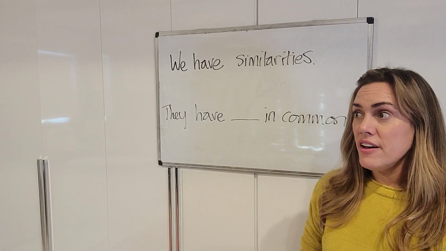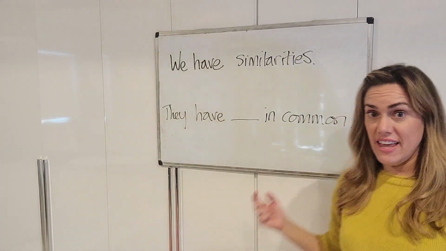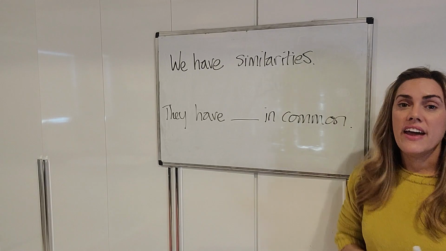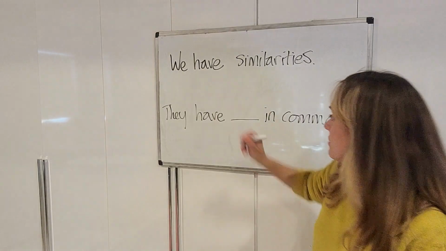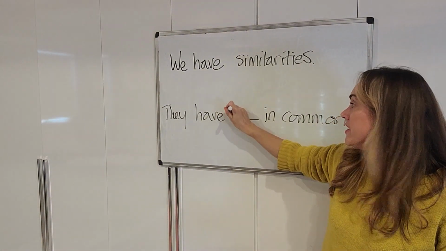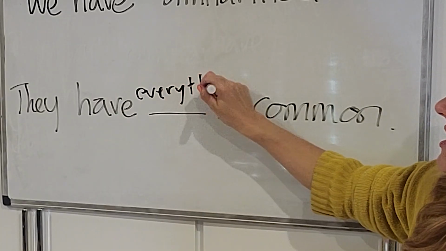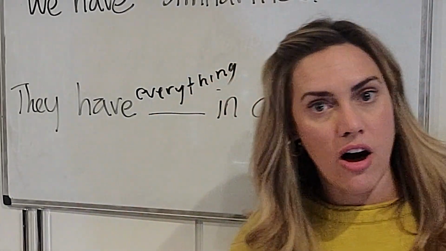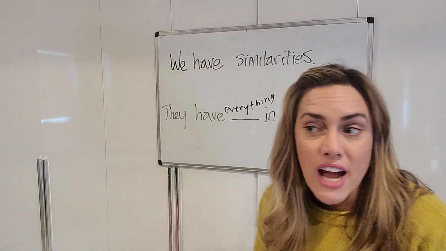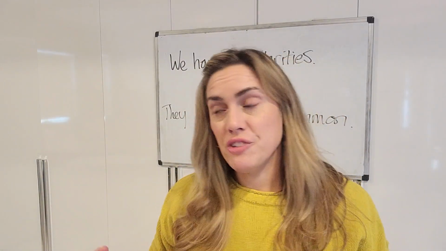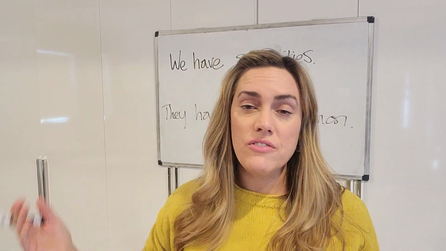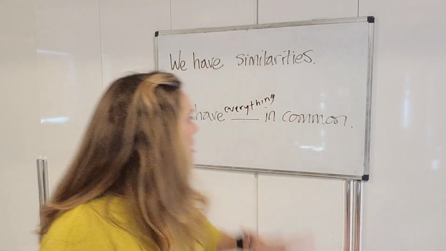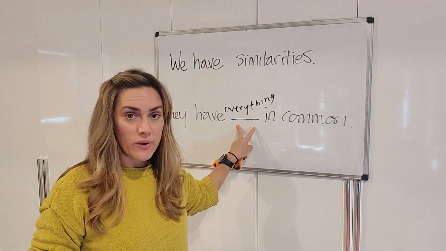They have personalities in common. They have friends in common. So you can put whatever you want here. You could even just say they have everything in common. Like maybe you meet someone for the first time and you want to talk about whether you like that person or not to your friends. And you say, no, we don't have anything in common. Or yeah, we have everything in common. We have so much in common. So you put whatever that thing is right here.